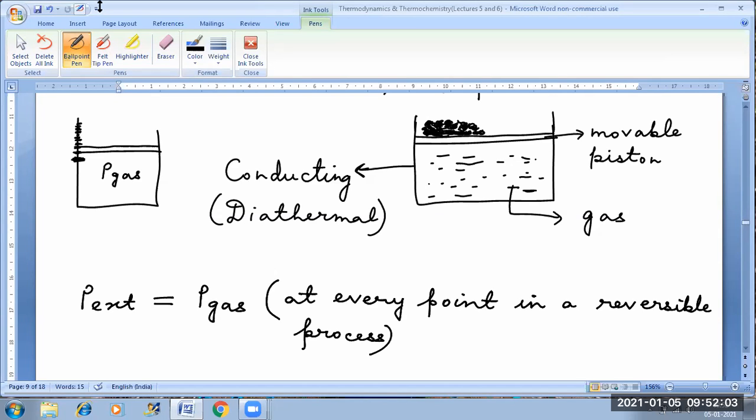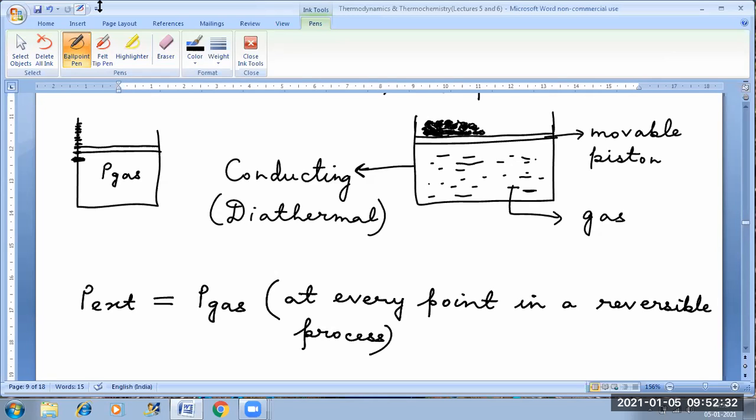This will keep happening until I reach the final state, B. That is, A is my initial state and B is my final state. I'm calling it B just to make it easier to understand. So between the initial and final states, there are infinite such possible positions of the piston.